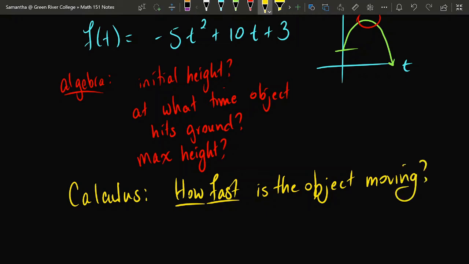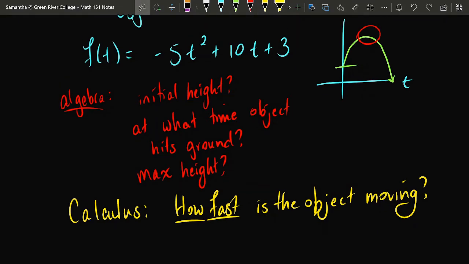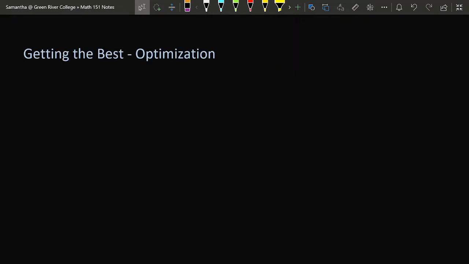Calculus allows you to determine rates of change. Things like velocities, things like acceleration. How fast is the function's value changing? How fast is the object moving? That's something that calculus can be used to answer. Calculus can also be used in optimization. Optimization is just the fancy word for getting the best out of any situation.